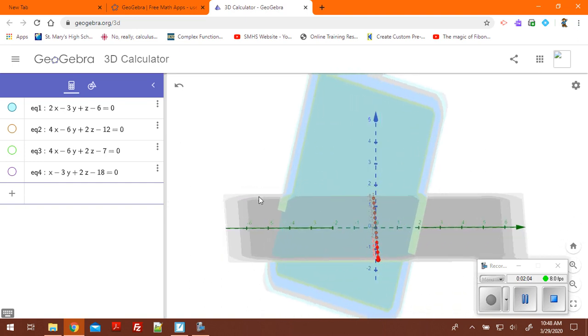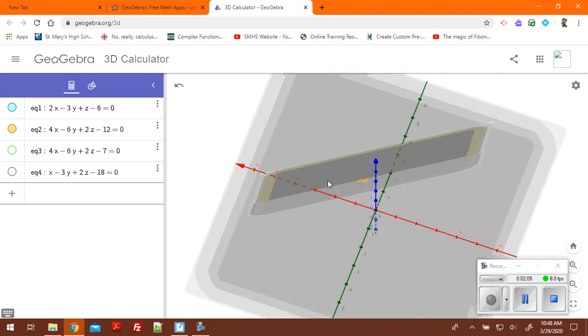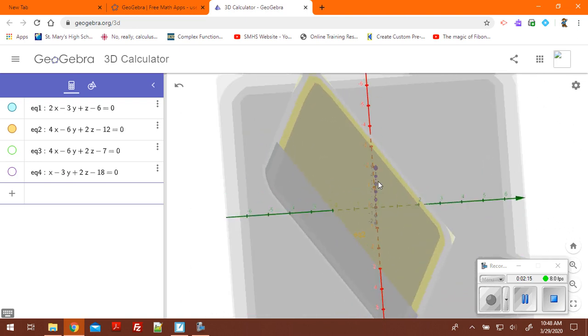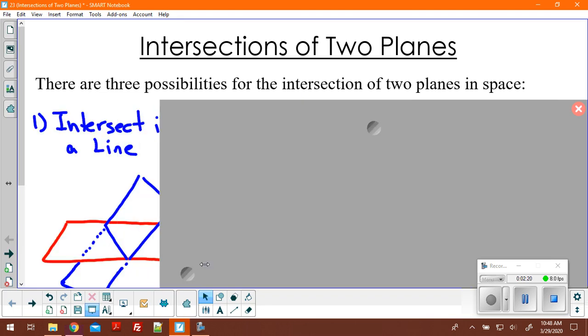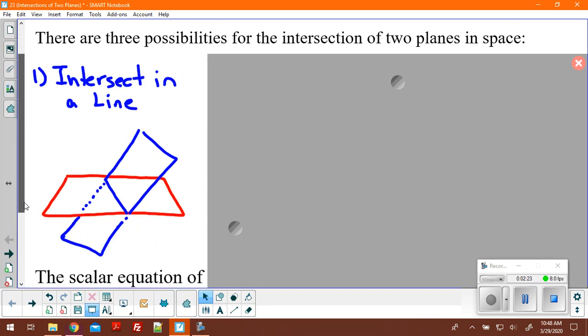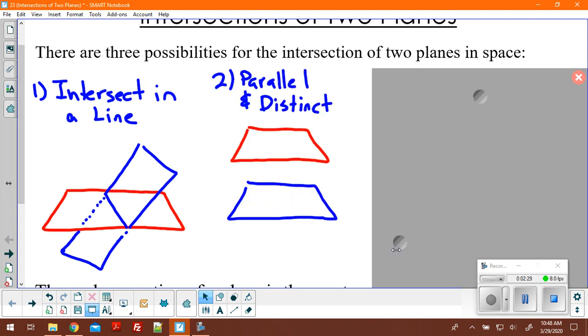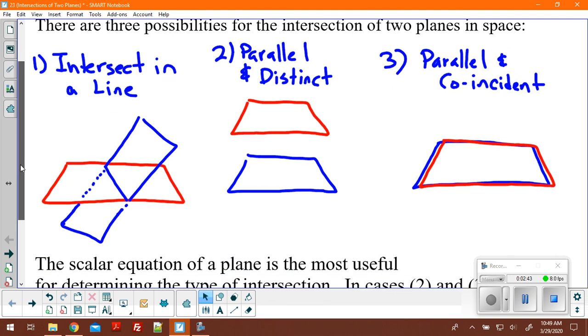The third case in 2D is when you really have the same line twice. And it's the same in 3D. If I try to trick you and give you the same equation of a plane twice, then they have infinite intersections. So those are the 3 cases here, right? One is that they could intersect in a line, so they're going different ways. Second one is they are parallel and they're distinct, so they're parallel to each other, but they do not cross. And third case is parallel and coincident. They are parallel and they are actually the same plane twice.